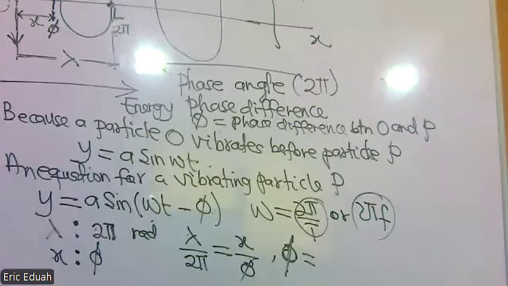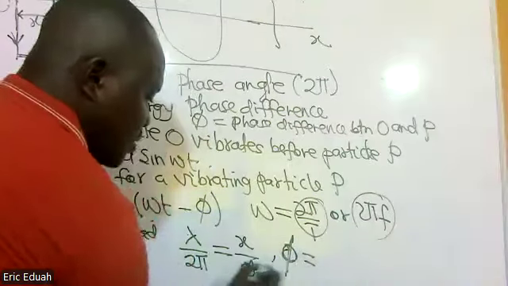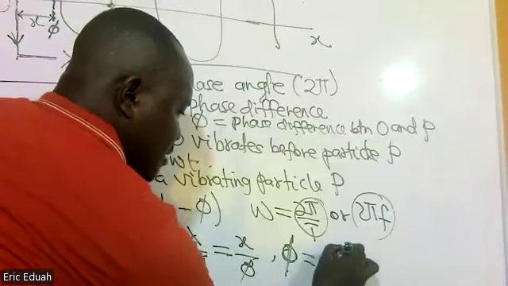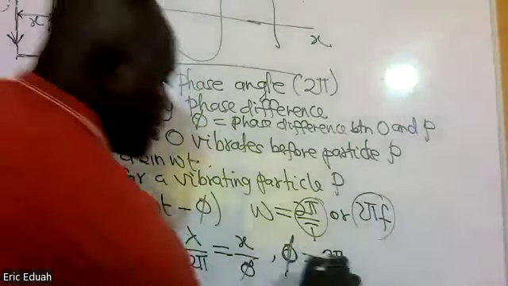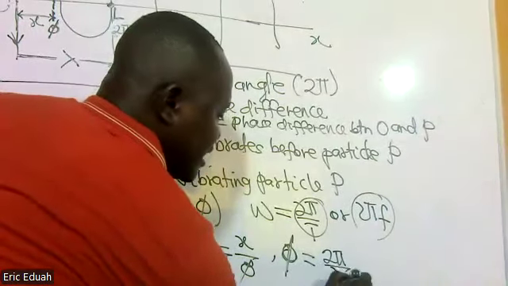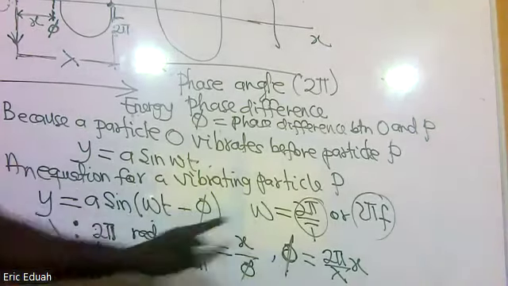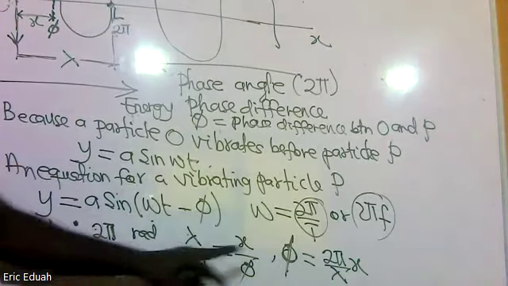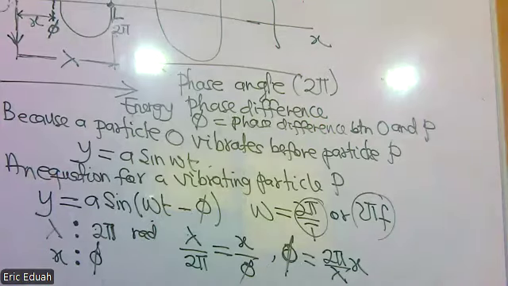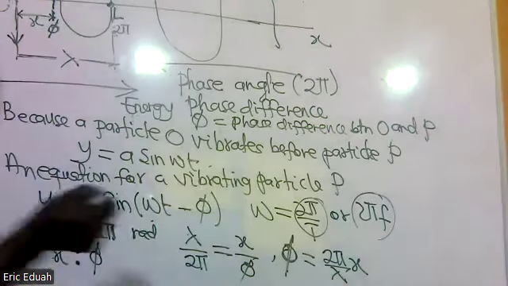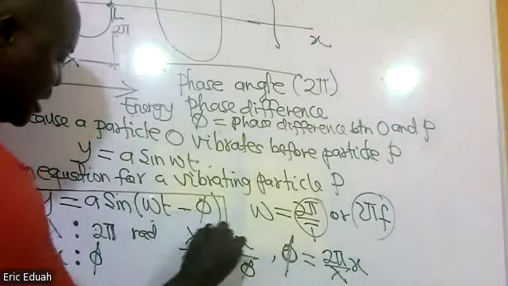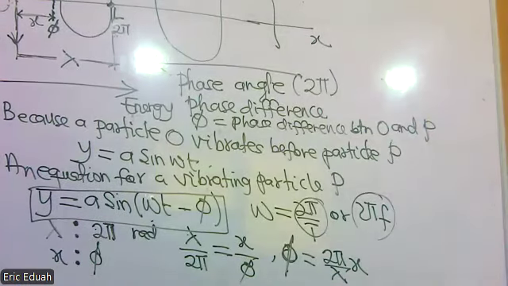Phi is equal to 2 pi x over lambda. So we have an expression for omega. We also have an expression for phi. We are going to pick each one of them and substitute it into the general progressive wave equation.